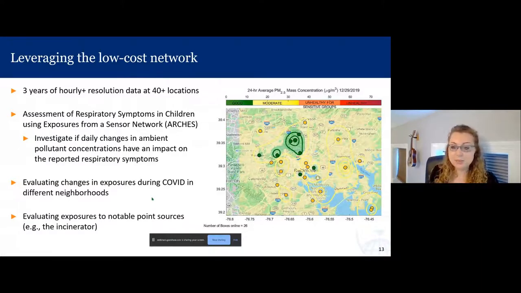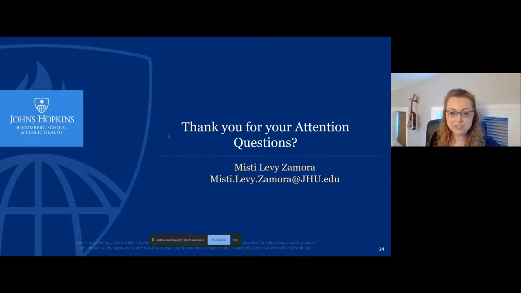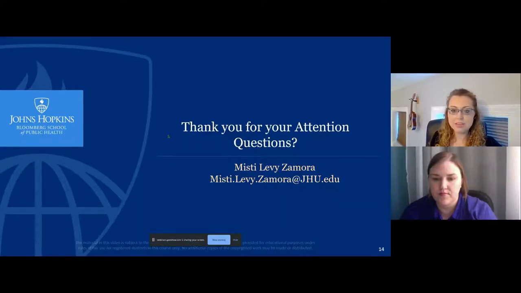Many studies look at the city level, which are very interesting, but we're interested in the neighborhood level. For example, we have one participant who lives near an Amazon warehouse. So you can imagine her exposures changed differently than the participants who live downtown, where there was much less commuting exposure. And the last one is we're able to look at exposures to notable point sources. For example, there's a lot of questions about the incinerator in Baltimore, and we have a student looking at what neighborhood that incinerator is actually impacting using our network and wind direction.